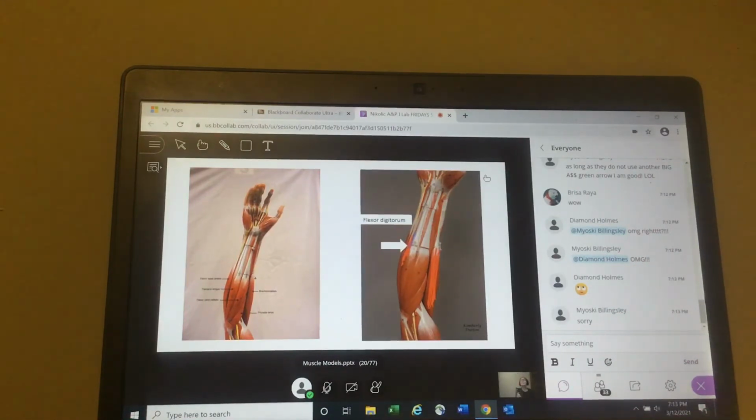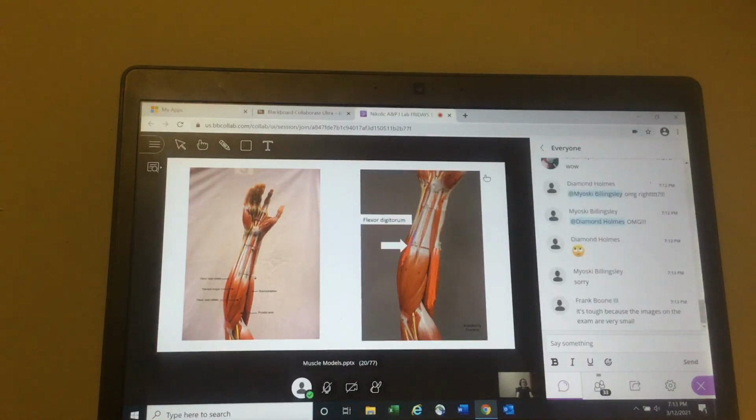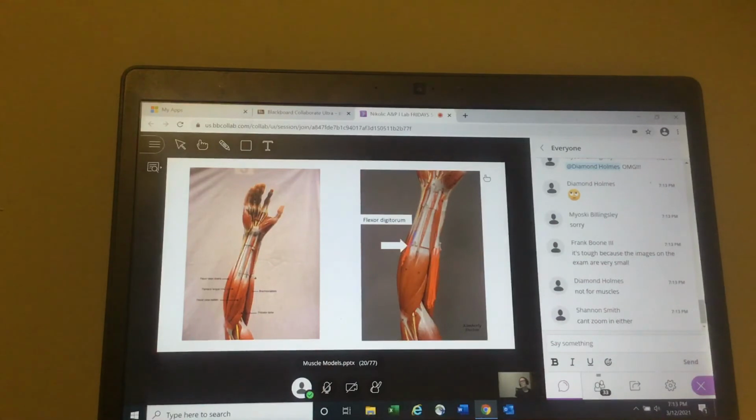But you guys see where I'm going with this, right? You got to high five yourself first. You got to know where you are. The flexor is always anterior. Boom, boom, boom. Flexor is always anterior everywhere, right? This image is not very big, and this is probably smaller than what you'll see on the exam. So this is pretty much what you'll see.